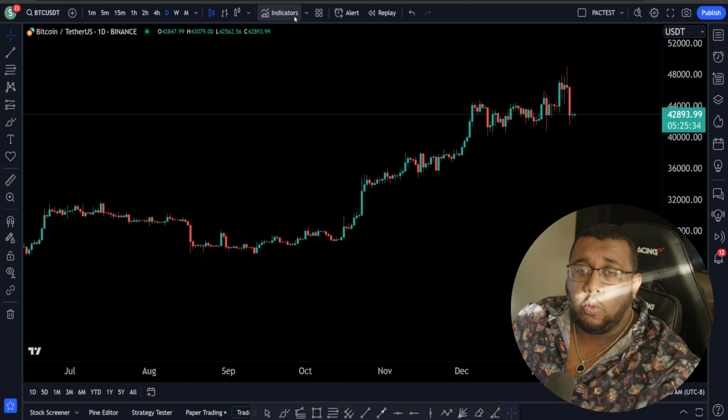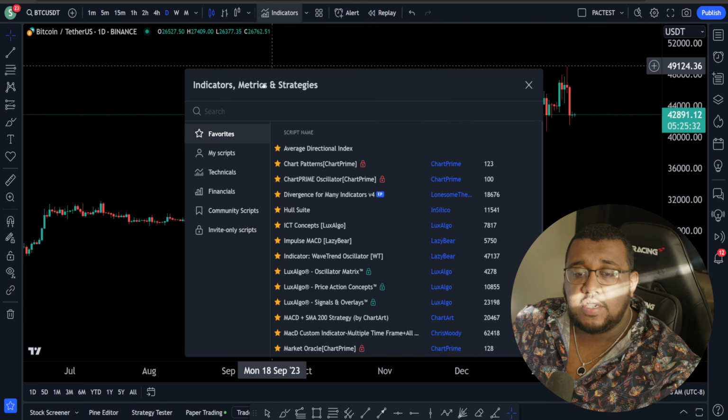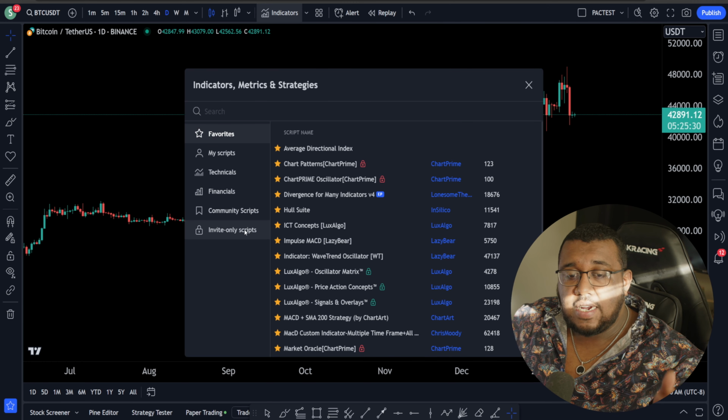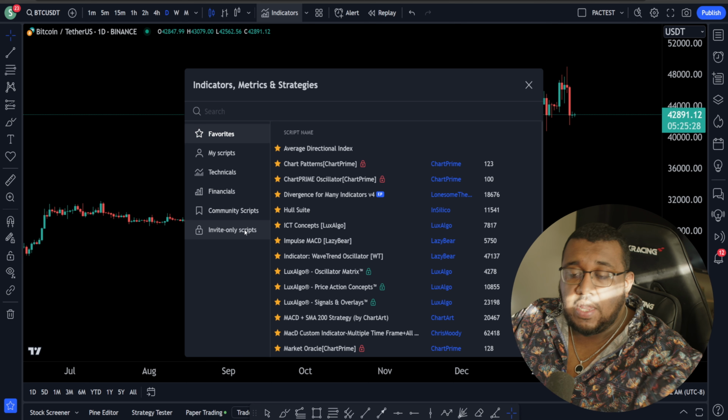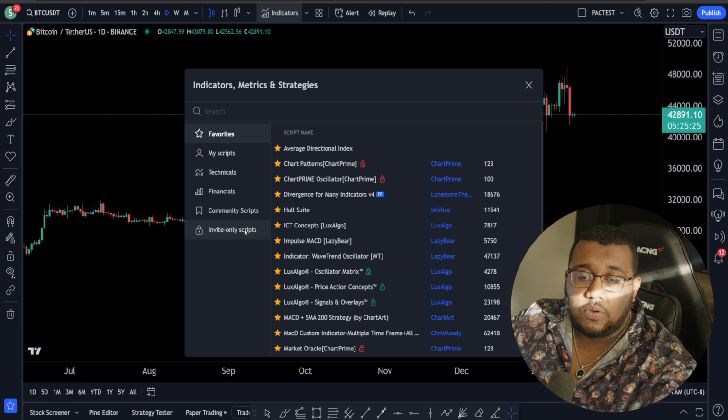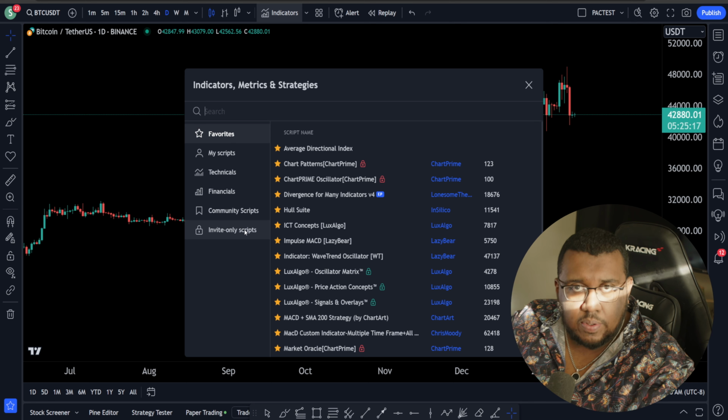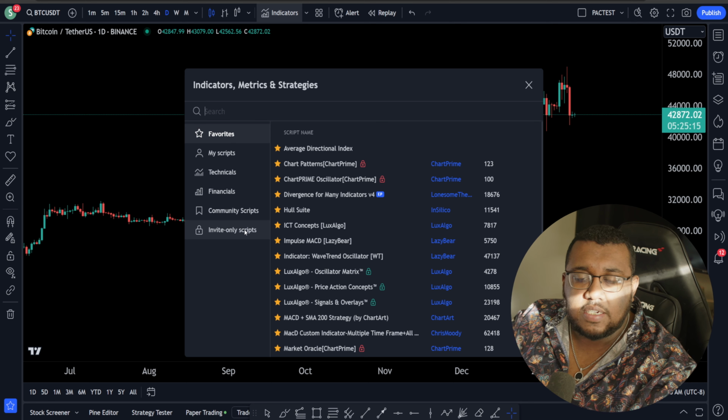From here, we're going to go over to indicators, metrics, and strategies. Come over to the left-hand side and go to invite-only scripts. If you do not have the premium version of LuxAlgo, you can follow along using the free version of Smart Money Concepts, but it doesn't have as many bells and whistles, so to speak, and it's not as profitable, I would say, as price action concepts. But just in case, you can still follow along here.